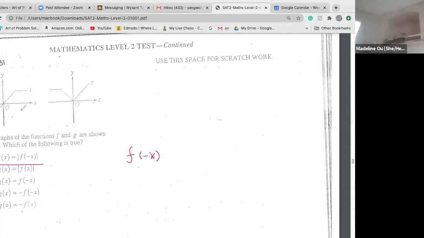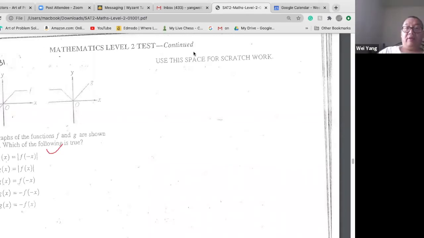It swaps about the y-axis. That would be this one, then go this way. And then you take the absolute value. Okay, go this way, then this part converts to the top. Yes, you're right. This one is right.